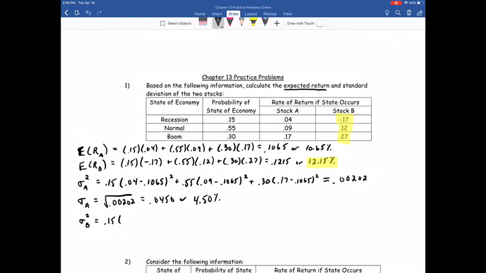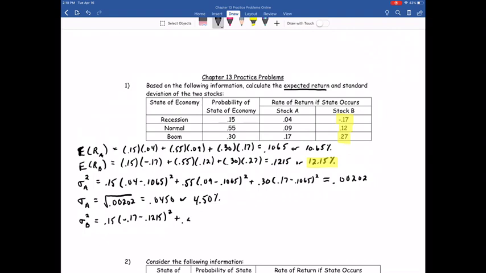Here we have a 15% probability of a recession. In a recession, stock B would generate a negative 17% return, and the average then was a 12.15% return. We square that value. Notice that we are finding the difference from the mean, so we subtract the expected return, so we subtract that 12.15%, even though our return in that time period is negative.